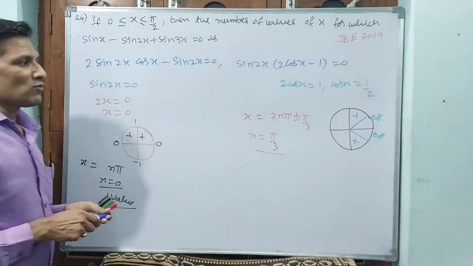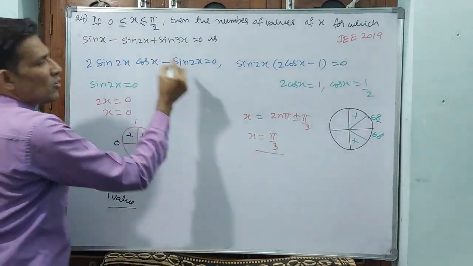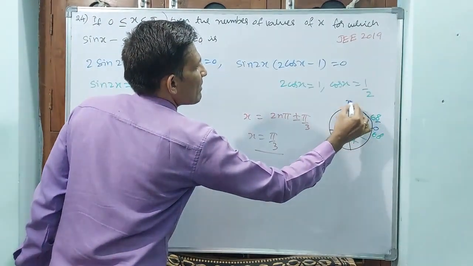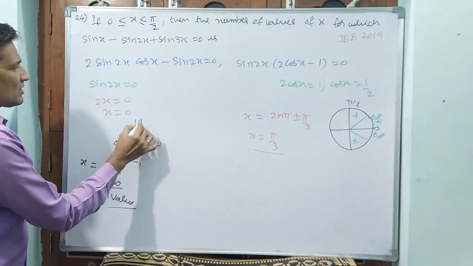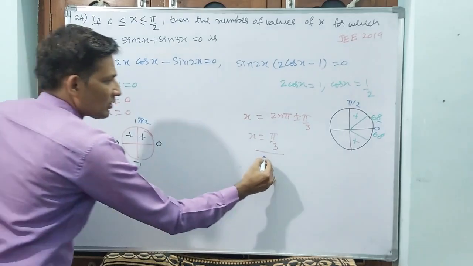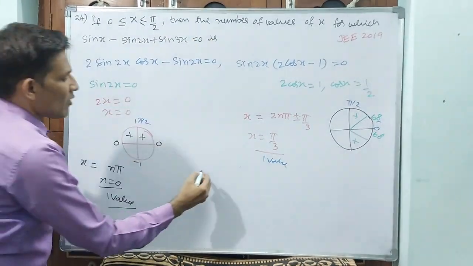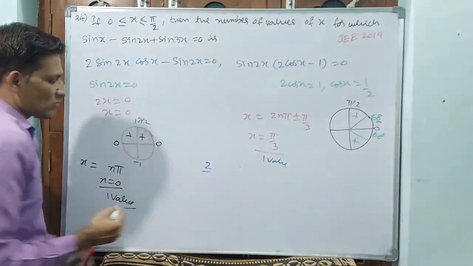Understand the logic? That means only this value. Because they have given 0 to pi by 2, only that you have to take. This is 0, this is pi by 2. Angle. Okay? One value. Here also one value. Total number of values, how many? 2 values.